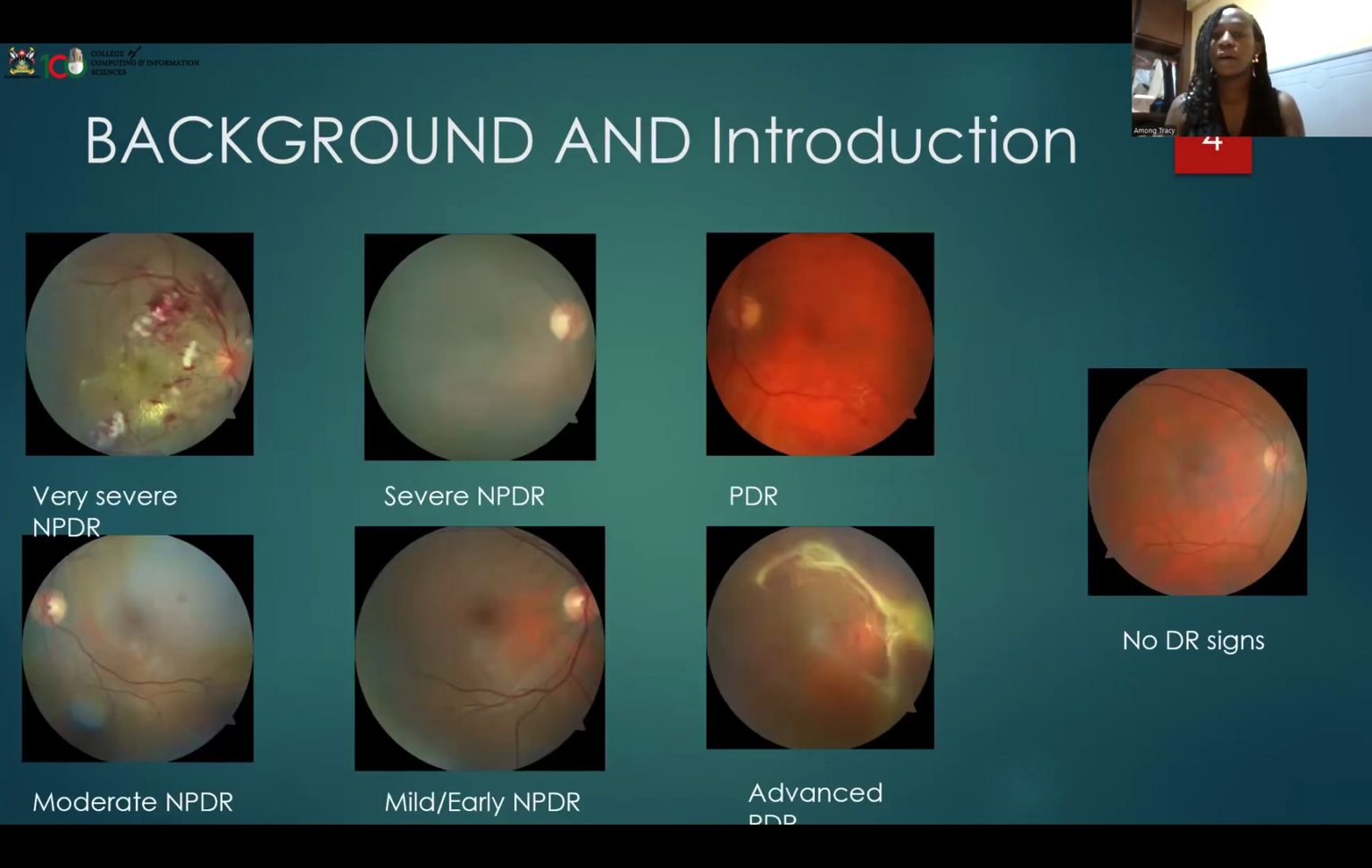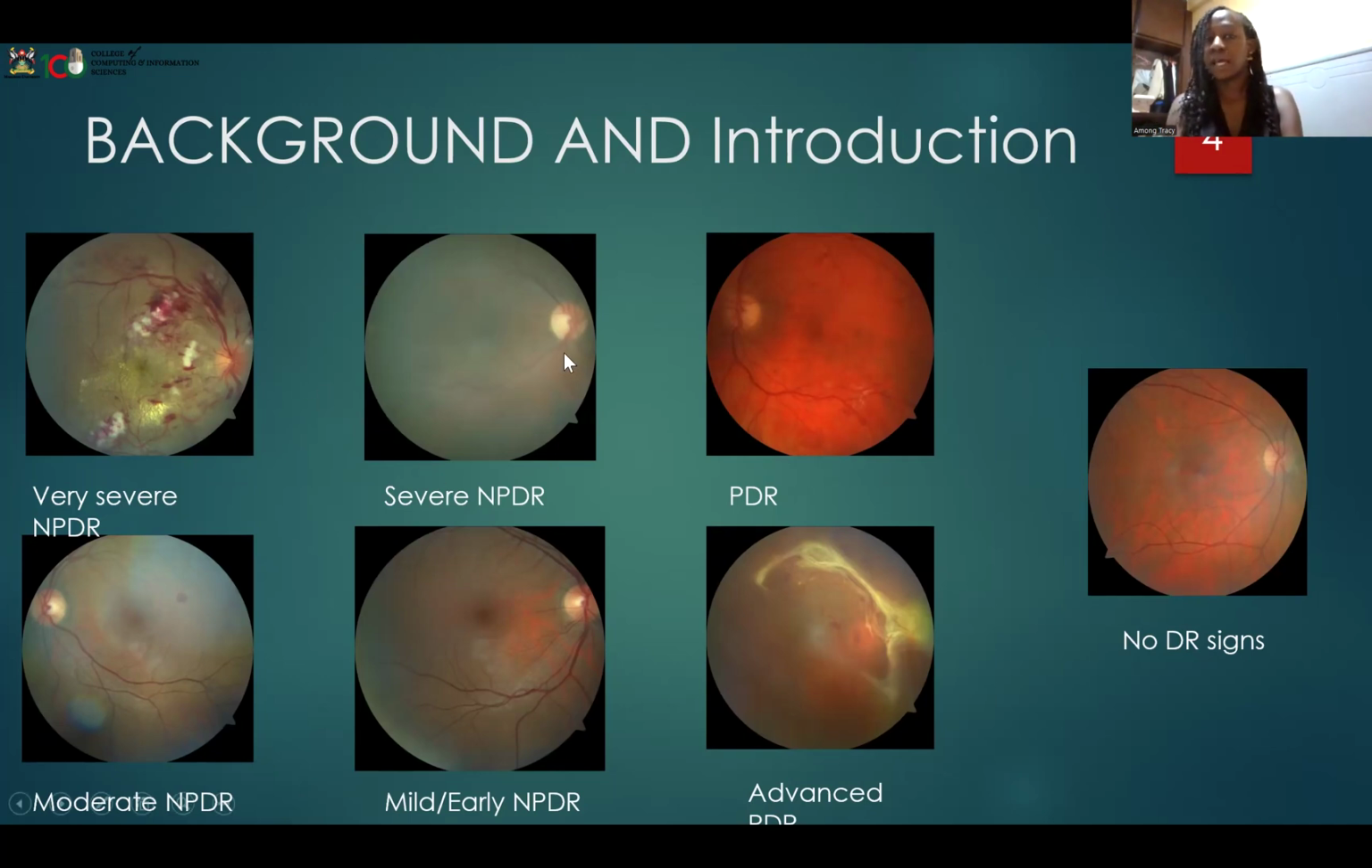Now here we just have a few images from our data set. As you can see from the no DR signs, we do have a very normal eye and retina. There is no hemorrhaging of the blood vessels. Everything looks normal. But if we look at the very severe here, you can see that some of the blood vessels have actually started to hemorrhage or bleed. Now what happens is they burst. Remember, they grow abnormally and are fragile, so it's easy for them to hemorrhage.